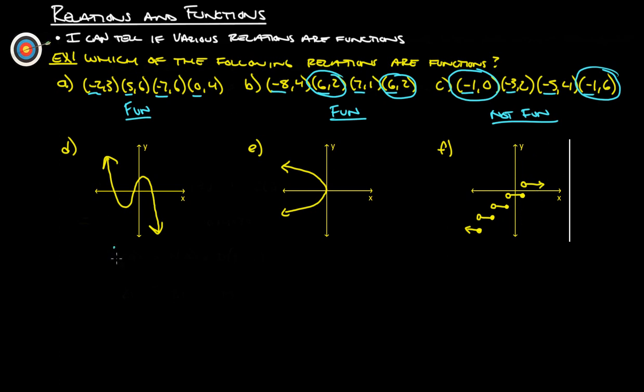So this one, if you remember, was a function. This one is not a function, and this one is a function. The reason for this one not being a function is that we've got multiple points here that have 2 points on the same vertical line. That means it's not a function.